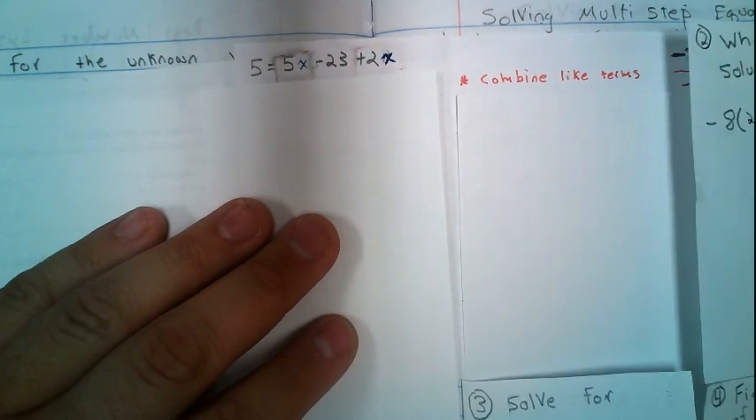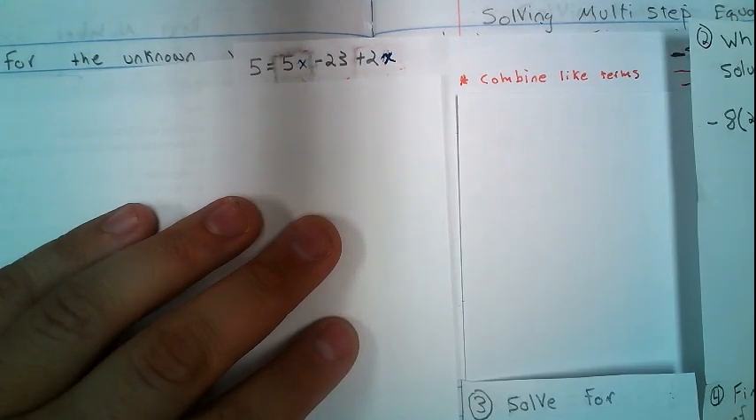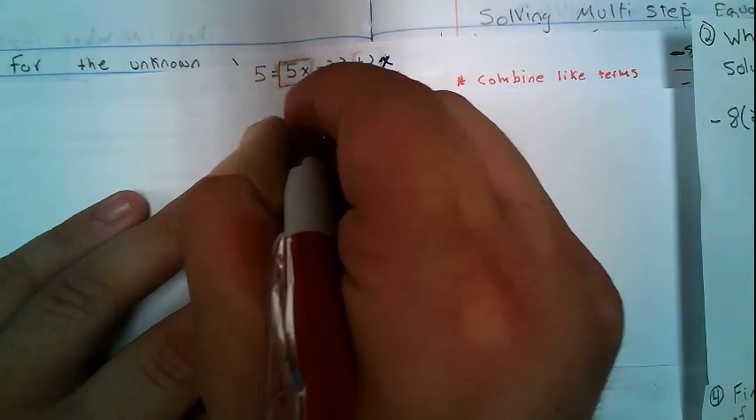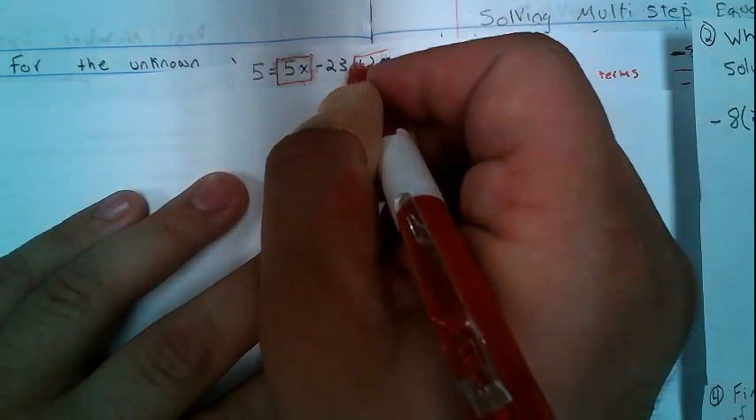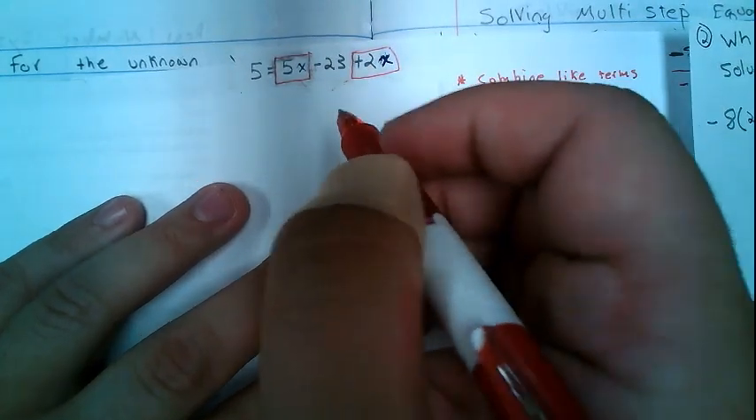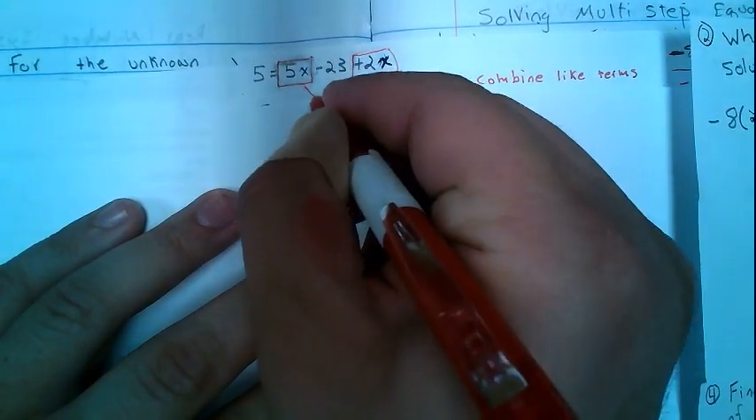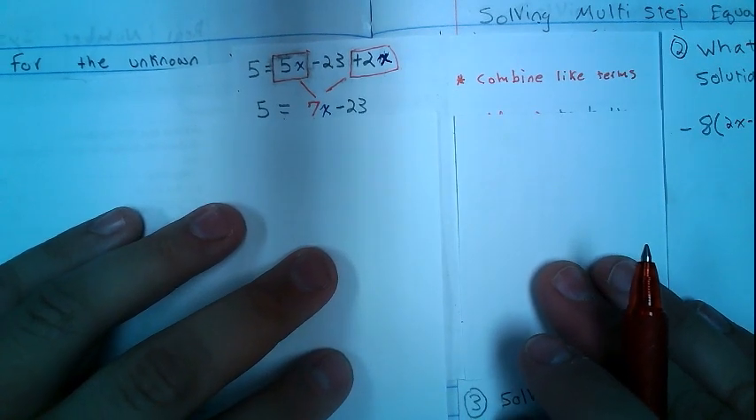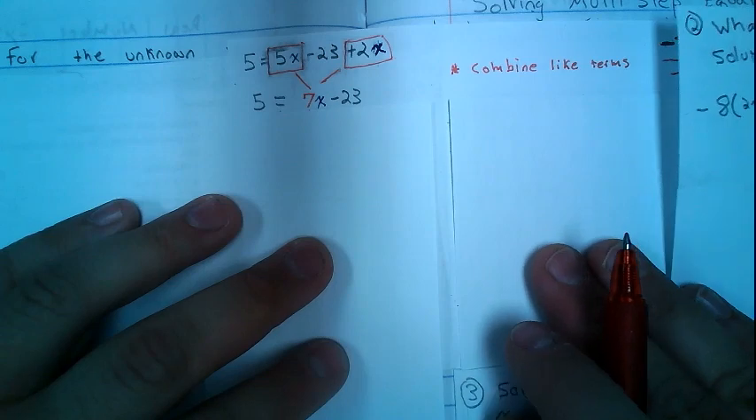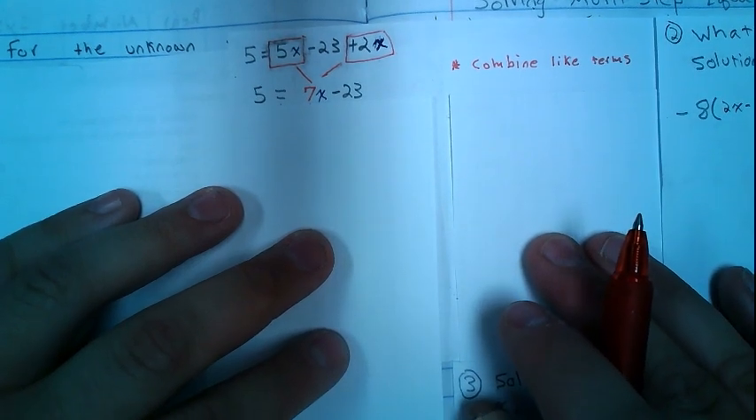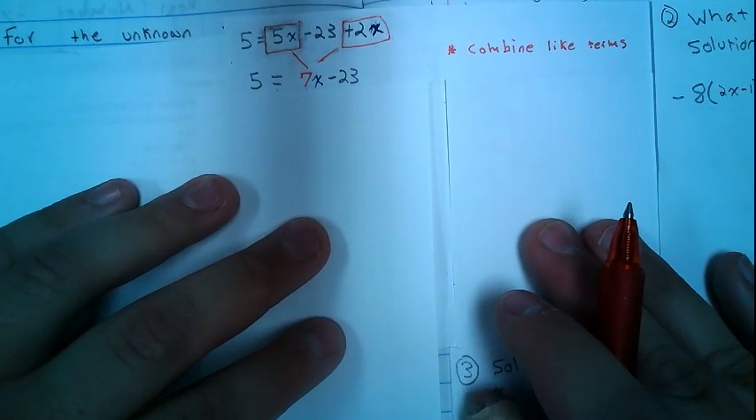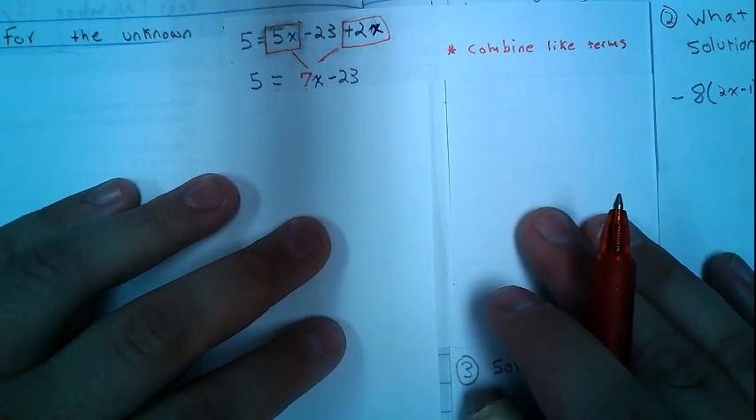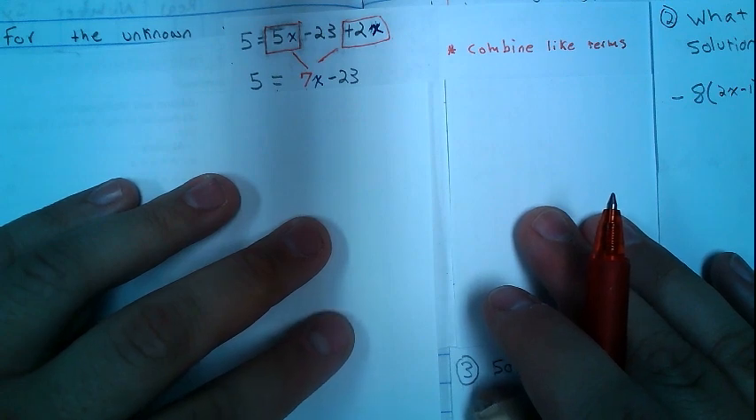Now like terms are terms that have the same variable. So I can combine 5x and positive 2x. And when I do that, I get 5 equals now 7x minus 23. So that's what happens when I combine like terms. And now I see x is by itself. Now that's not totally by itself, but I do have just one instance of x.